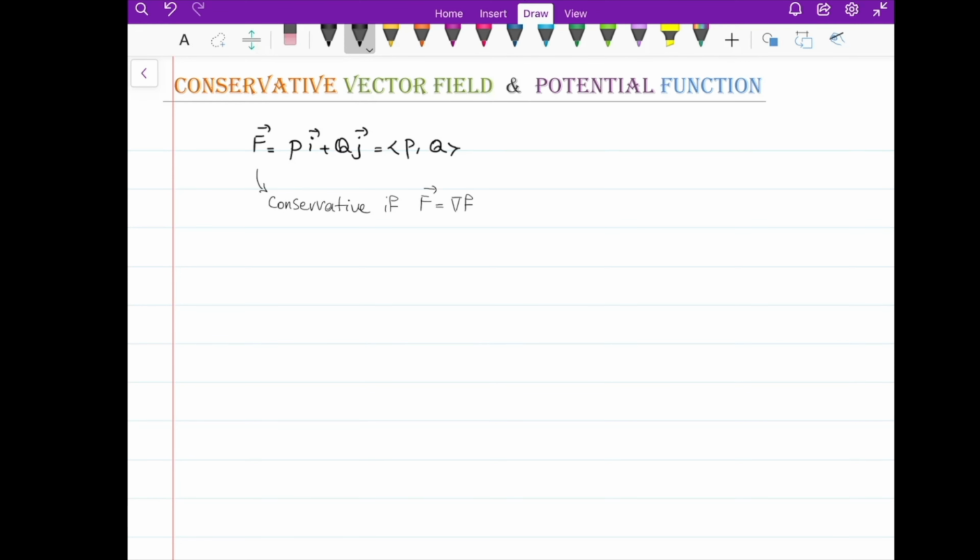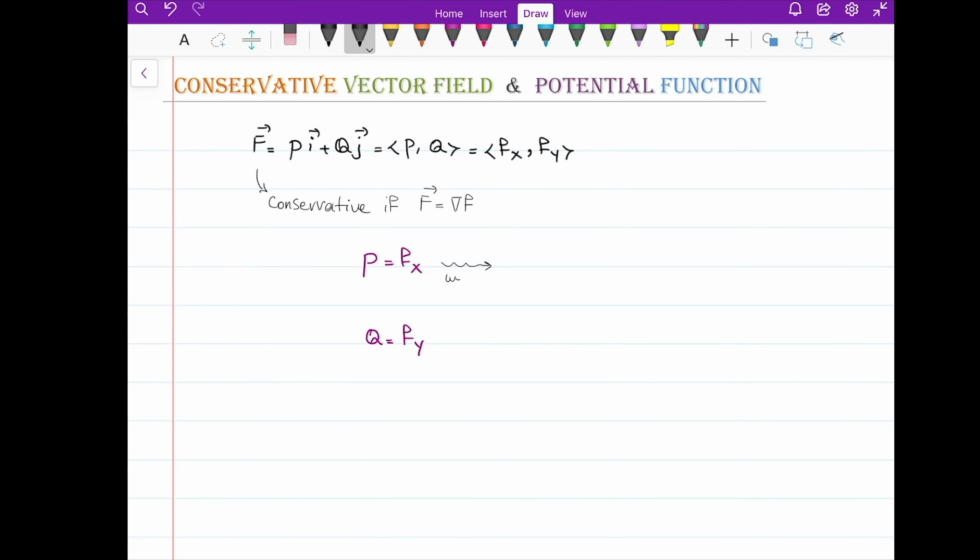Okay, so what is the gradient of a function? The gradient of a function is equal to the partial derivative of the function with respect to x and the partial derivative with respect to y. So the vector field is equal to fx and fy. If the vector field F is conservative, we have this equality. So I can say that the first coordinate P is equal to fx, and then the second coordinate Q is equal to fy.